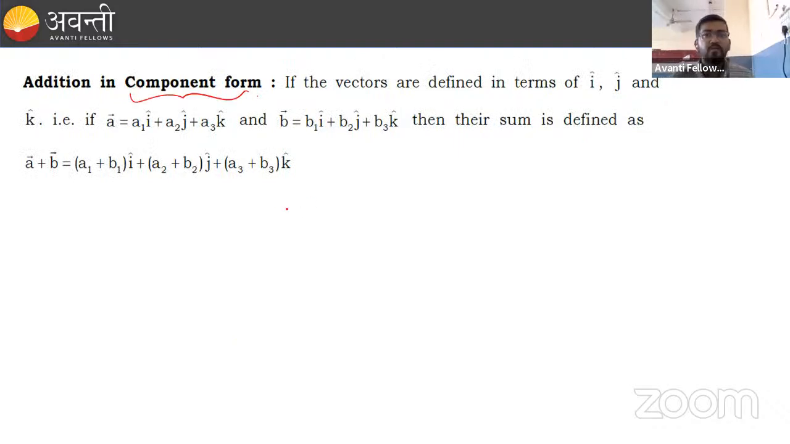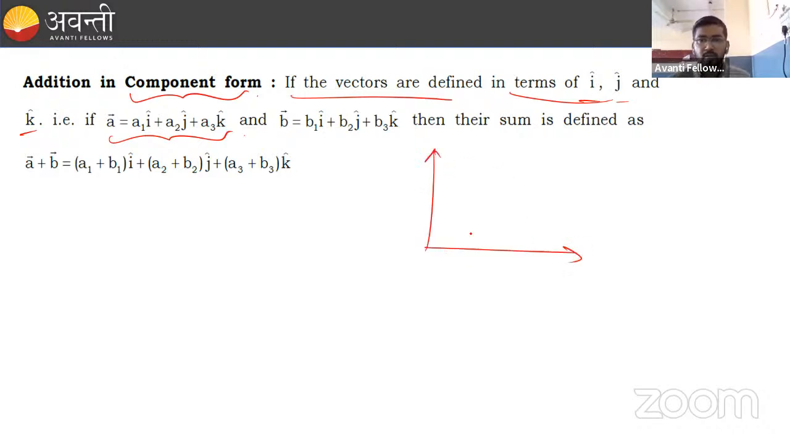Addition in component form. Now, if the vectors are defined in terms of i cap, j cap, and k cap, what are i cap, j cap, and k cap? Let's first understand these three terminologies.